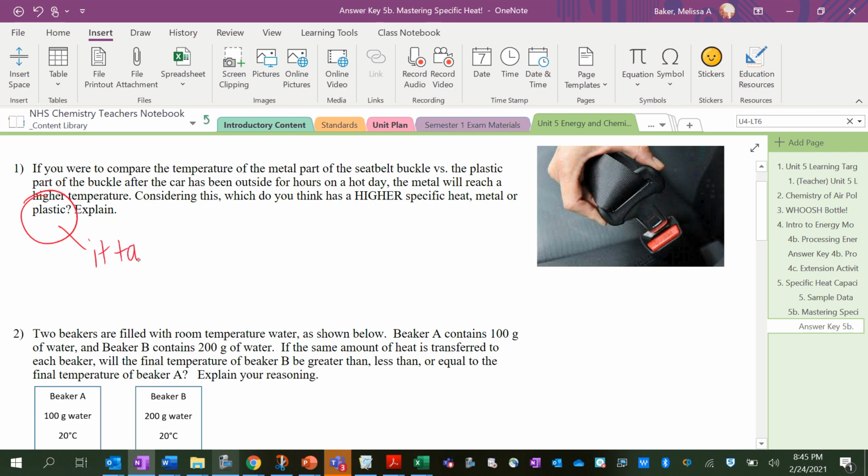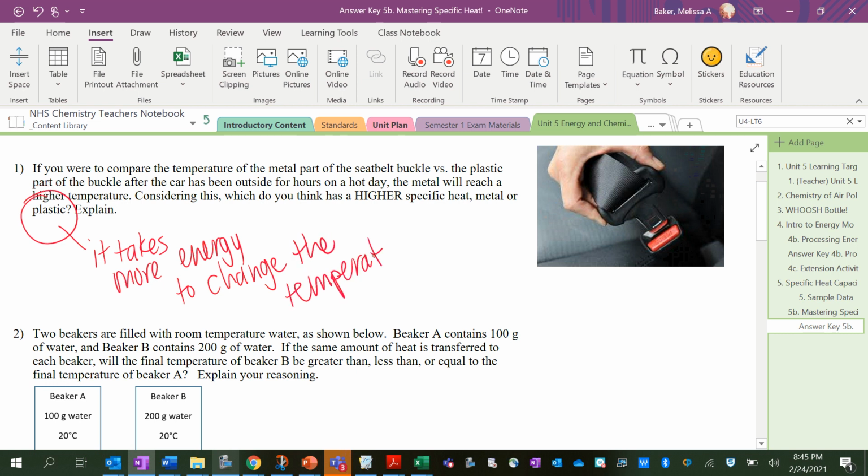It takes more energy to change the temperature of the plastic than it does the metal. That's why the metal got hotter.